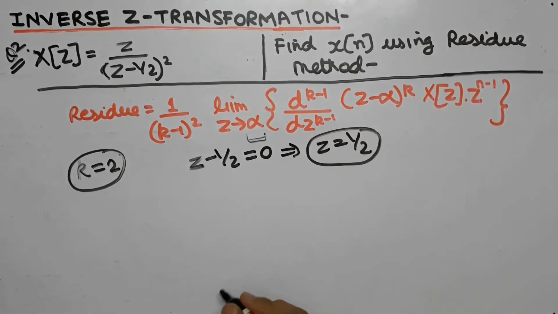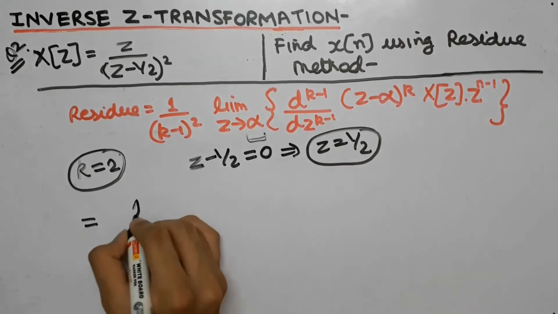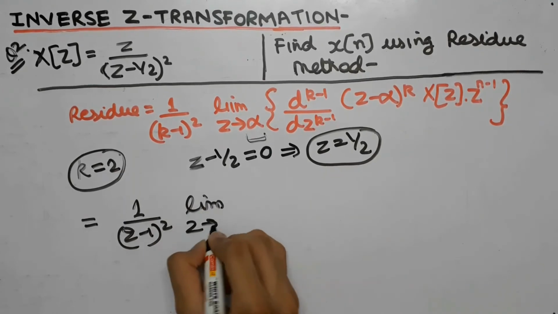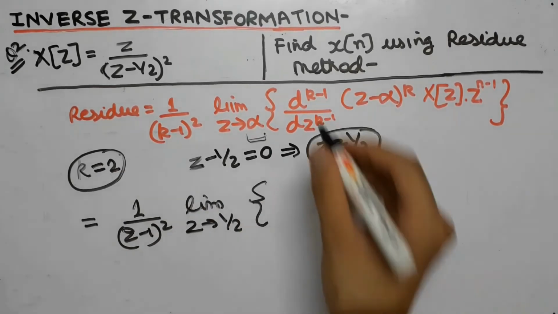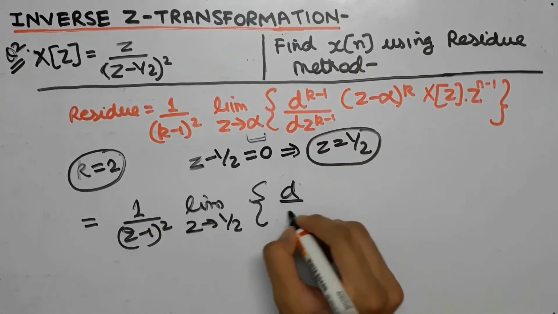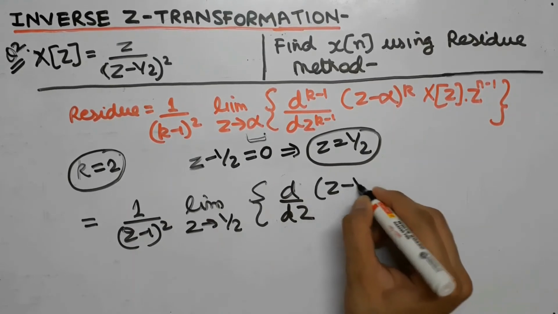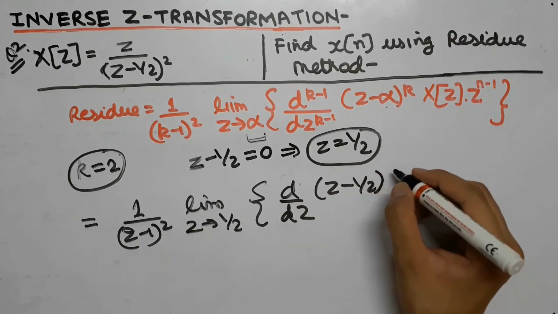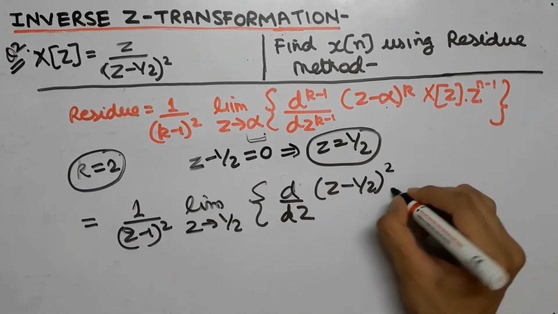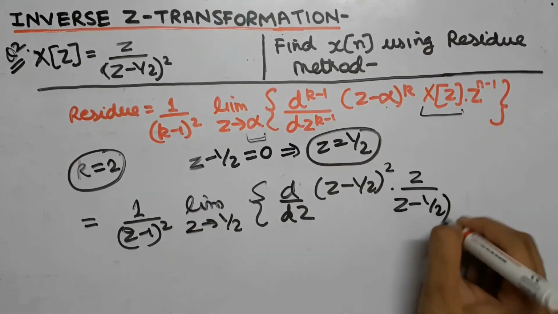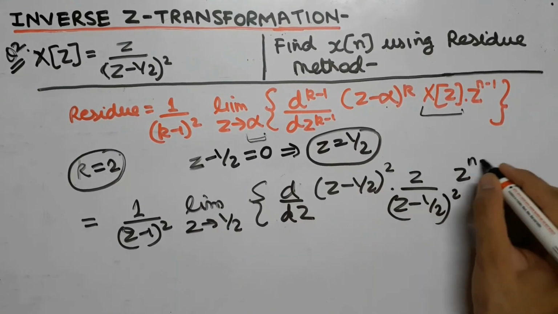So guys, now we are going to apply this formula in this question. That is, on doing that you will get 1 upon (2 minus 1) factorial, limit z tending to half, with derivative of order 1 as the value of k is 2. That is, we will get d upon dz into (z minus half), that is alpha, whose value is half, to the power of k, that we found out to be 2. And we will simply now write X(z), which is z upon (z minus half) whole square into z to the power n minus 1.